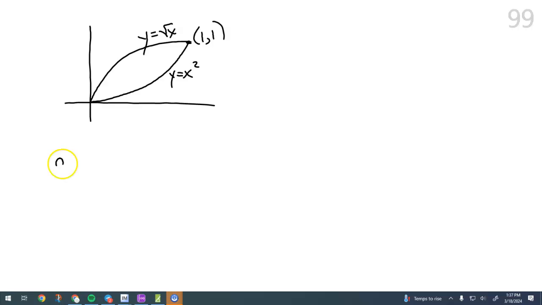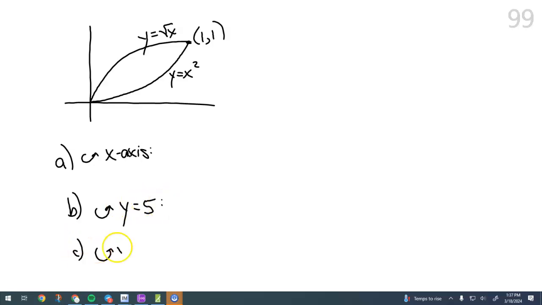Let's say y equals square root of x, y equals x squared. Those intersect at 1, 1. And I'm just going to give you 3. First go around the x-axis. Then go around y equals 5. Then go around y equals negative 1.